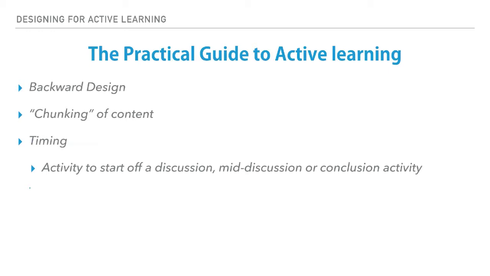We're going to do something called chunking of content, where we segment big important pieces of content and then do an active learning activity so that we can make sure they're interacting with each important piece of the content. And then you want to also think about timing. Where in the session are you going to be including these? Is it to start off a discussion? Is it in the middle of a lecture? Is it at the conclusion of an activity? So just think about where you place these different types of activities.